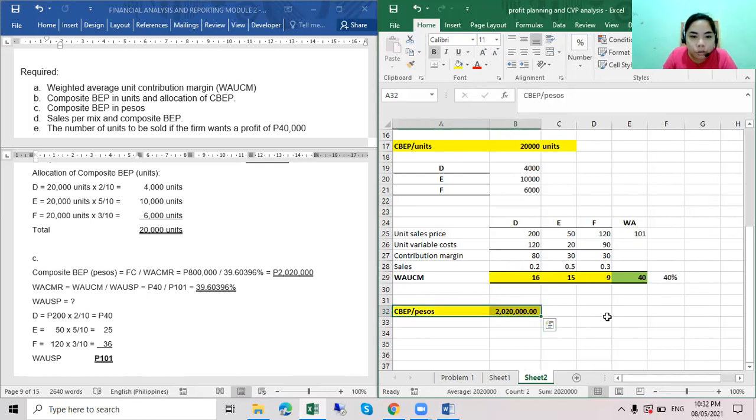So, 2.020. Muna sa class. Nag 2.020 million na da siya. 2,020,000. Okay. Next is sales per mix and composite break-even point.